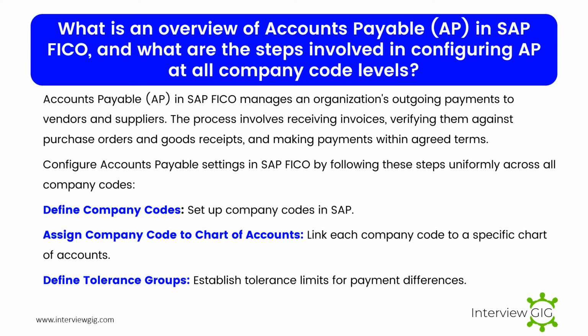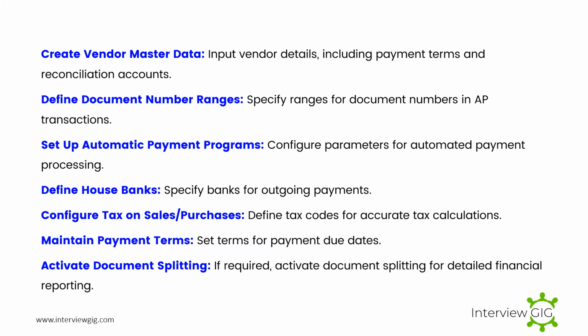Define company codes, set up company codes in SAP. Assign company code to chart of accounts, link each company code to a specific chart of accounts. Define tolerance groups, establish tolerance limits for payment differences. Create vendor master data, input vendor details, including payment terms and reconciliation accounts. Define document number ranges, specify ranges for document numbers in AP transactions.